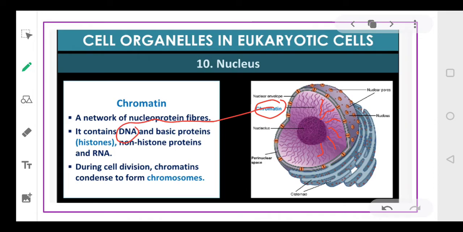Inside the chromatin material, DNA is present. It contains some basic proteins, and those basic proteins are called histones. And in addition to this, there are some non-histone proteins and RNA. So the chromatin basically consists of four things: DNA, histone proteins, non-histone proteins, and the RNA. And when the cell becomes ready for cell division, then this chromatin material will condense to form the hard structures that are called the chromosomes. Okay, so chromatin will form the chromosomes, right?